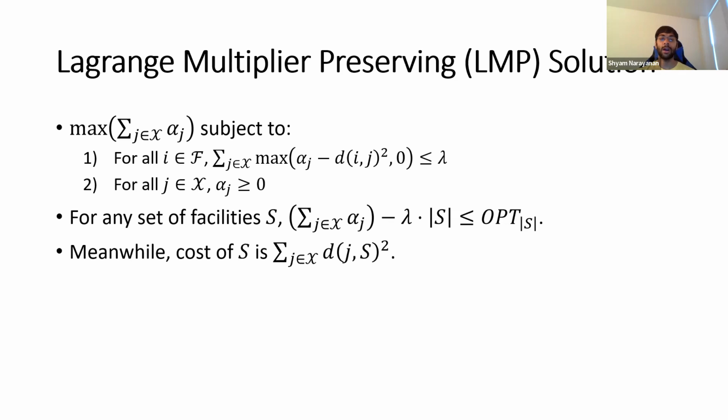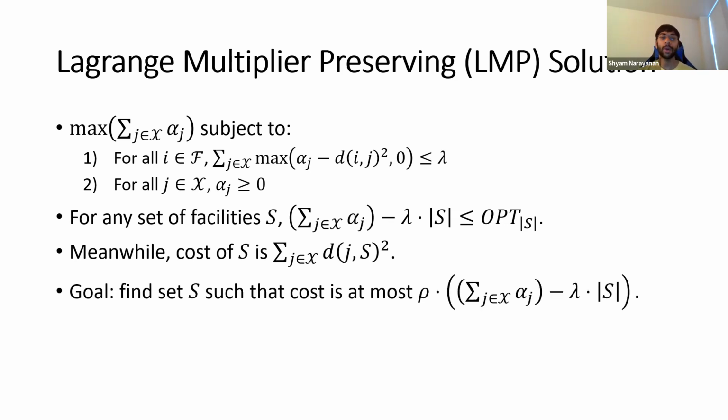Meanwhile, it's not hard to show that the cost of S is exactly the sum of d(j, S) squared, where d(j, S) just means the minimum distance from j to some chosen facility in S. So our goal is to find some set of facilities such that the cost is at most rho times this linear function of the dual variables.